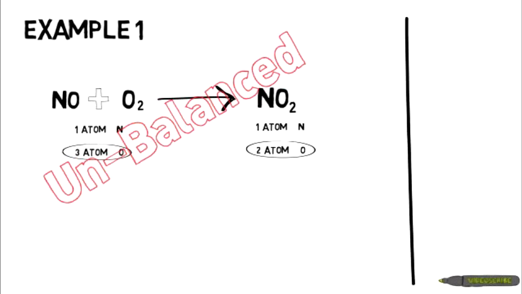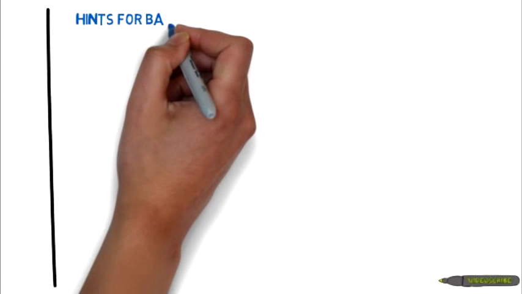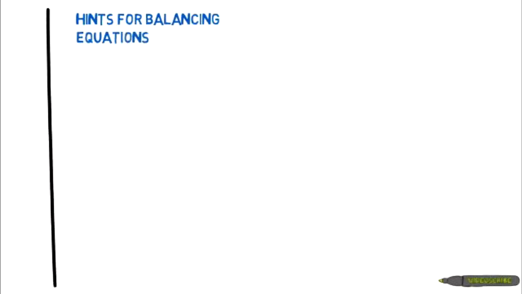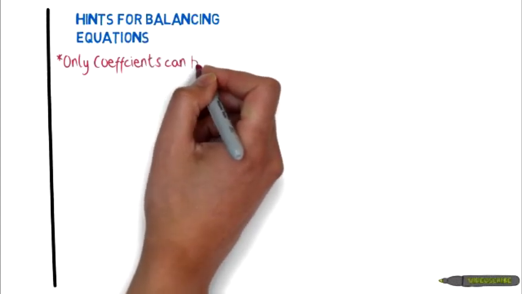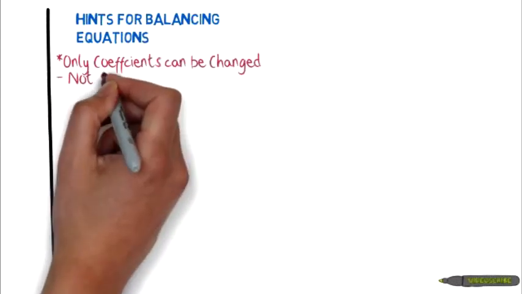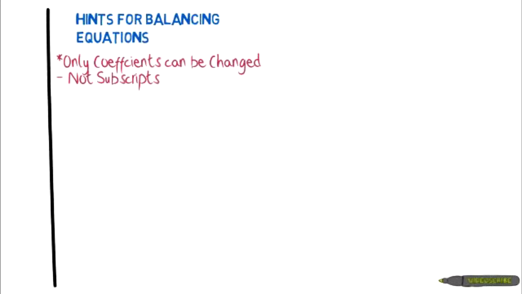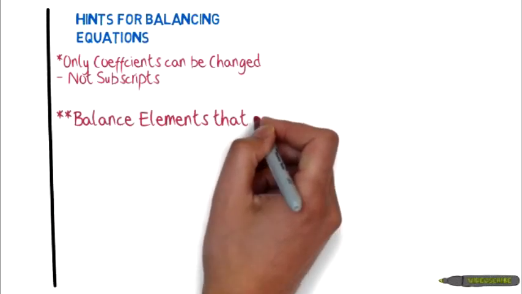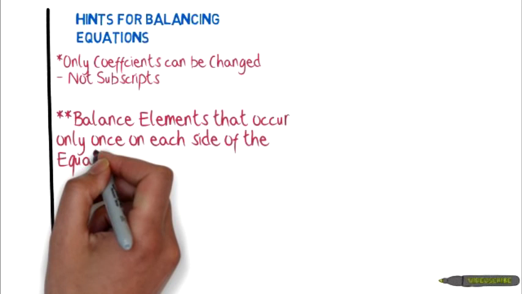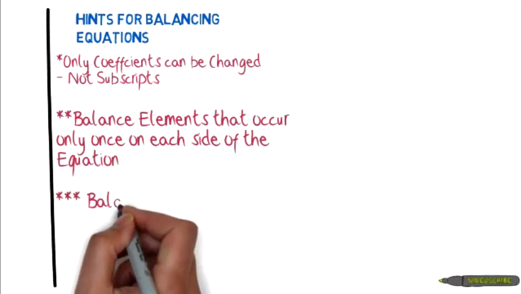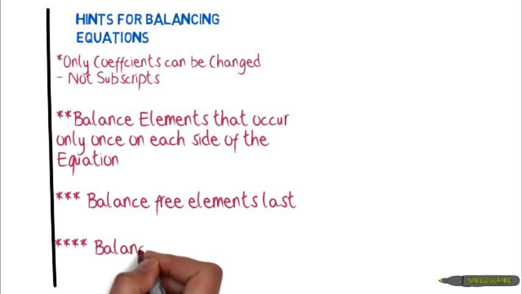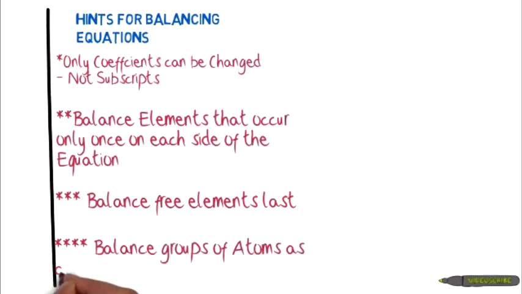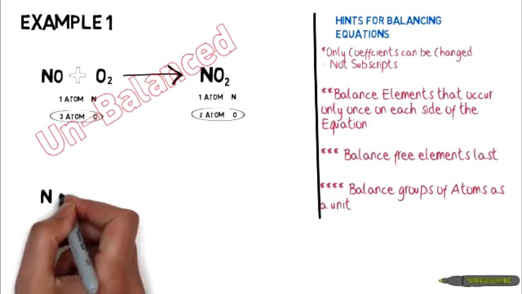Before we go on balancing the equation, let's see some hints that help us balance equations. These hints will help us not get lost and use a lot of numbers and multiply here and there. You can only change the coefficients, never the subscripts, and this is very important because some people fall into this mistake. Also, balance elements that occur only once on each side of the equation. If N happens on the left side once and on the right side once, start with that. And balance free elements, such as the O2 in this example, and balance groups of atoms as one unit.